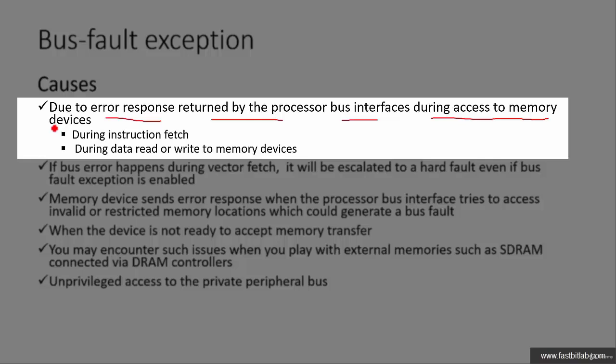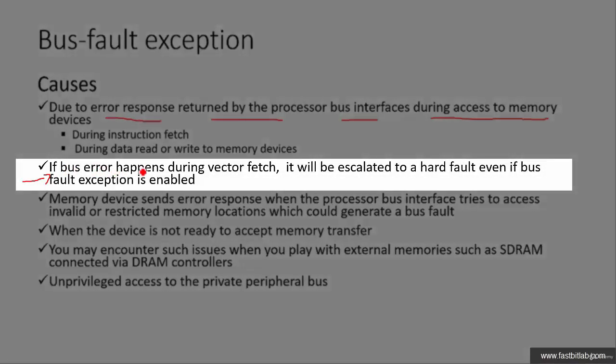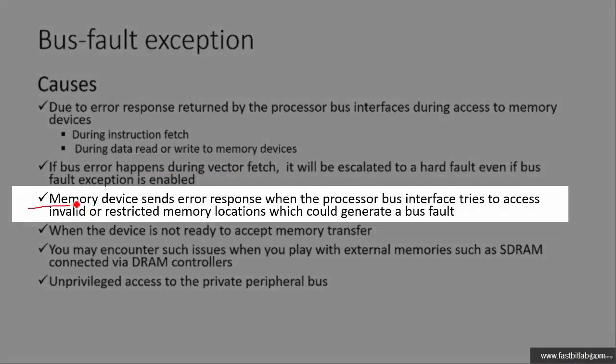If there is any problem in the bus transactions, then that would result in bus fault exception. If bus error happens during vector fetch from the vector table, it will be escalated to hard fault even if bus fault exception is enabled. That will always cause hard fault. After that, memory device sends error response when the processor bus interface tries to access invalid or restricted memory locations, which could generate a bus fault.